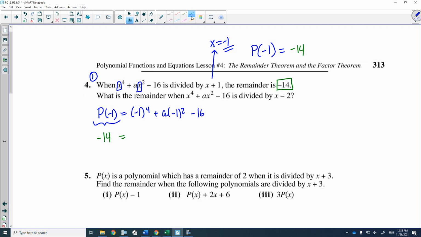I would have 1 plus 1a minus 16. And if 1 minus 16 is negative 15, negative 15 isolated, so negative 14 plus 15 would give you 1. So my a value is going to be equal to 1. So I just solved what a is in the polynomial function. So in this polynomial function here, which is identical to this, the a value is 1.